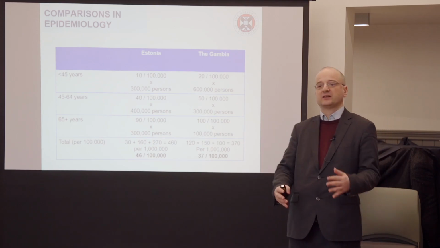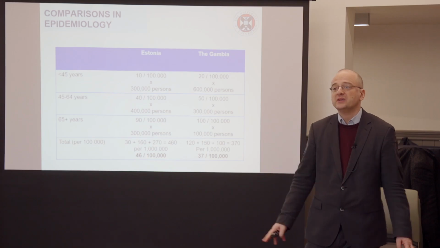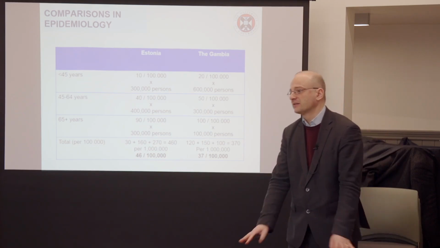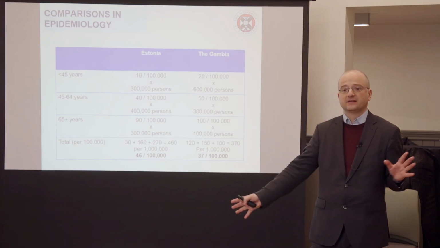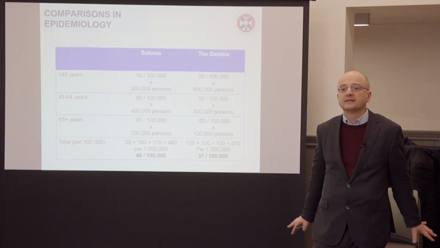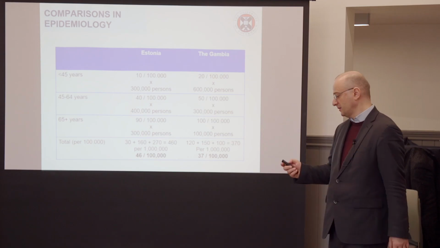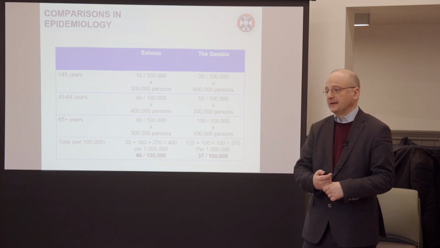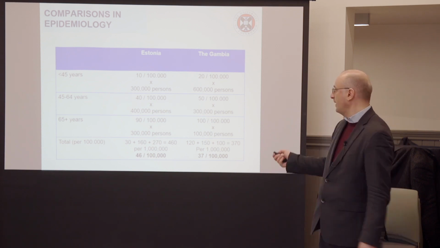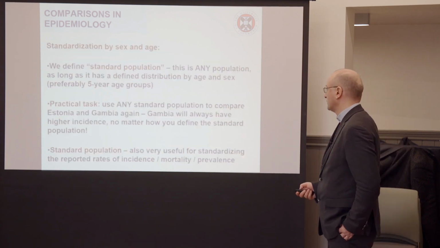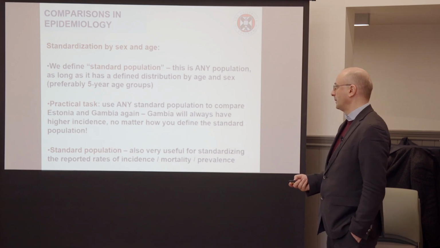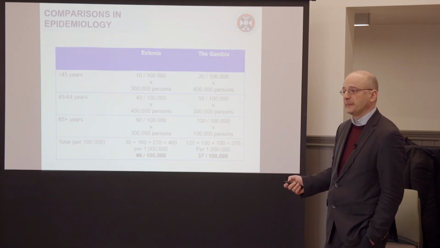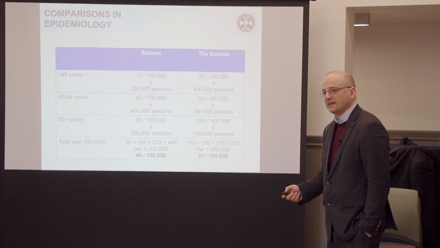So if you just looked at the so-called crude incidence, which is completely non-standardized, in those two different settings in their populations, you would conclude that the Gambia has less lung cancer than Estonia. But in fact, when you do the standardization by population, if you look in detail, you realize that the Gambia is much worse in every respect.